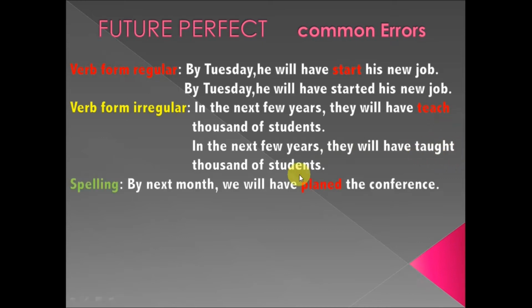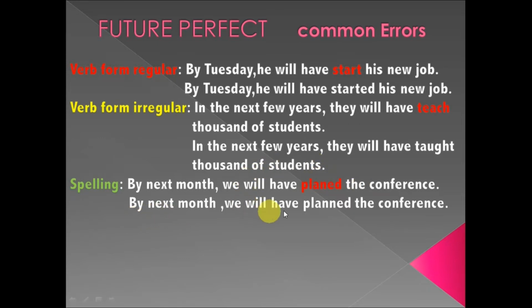Another mistake is spelling. Sometimes the mistakes are in spelling. For example: By next month, we will have planed the conference. That's what the person wanted to write, but they made a little mistake in the spelling. Where is the mistake? Here. So the mistake is actually in the spelling of the verb. By next month, we will have planned the conference.